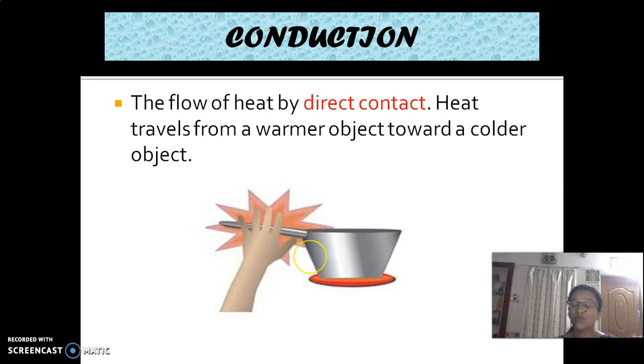Look at here. When a pan is hot, if we are touching it, what happens? Due to that heat, we take our hand immediately from that place. Yes or no? So our hands are cooler than that object. So when we touch that, the heat travels from the hot object to the hands, which are cooler. So this method of direct contact is called conduction.